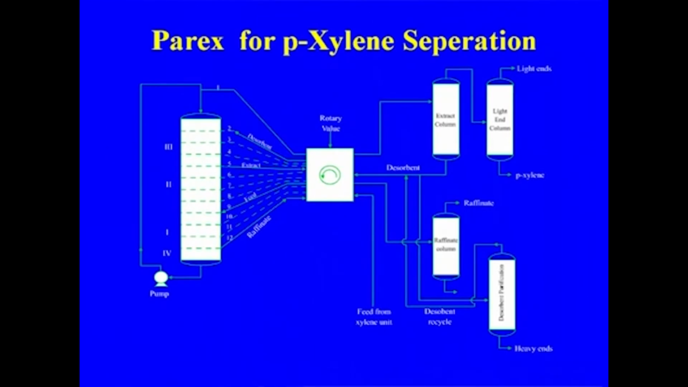So this is the Parex process, where continuous adsorption and desorption take place, and then recovery of the extract, recovery of the desorbent, and finally we are separating the para-xylene. This is a continuous operation with rotary valves, and the input of the feed, the feed outlet, and the addition of the desorbent all take place simultaneously in this continuous adsorption column. The same process applies in the case of the Molex process.